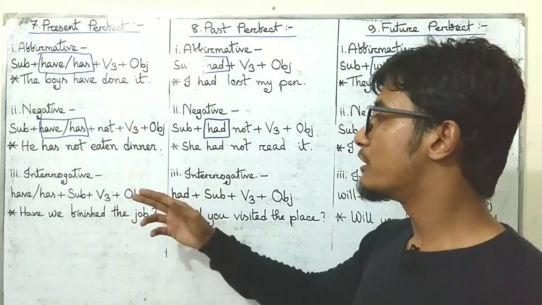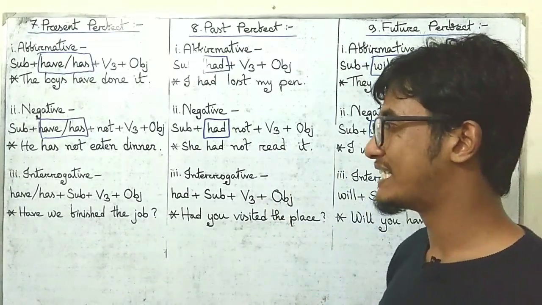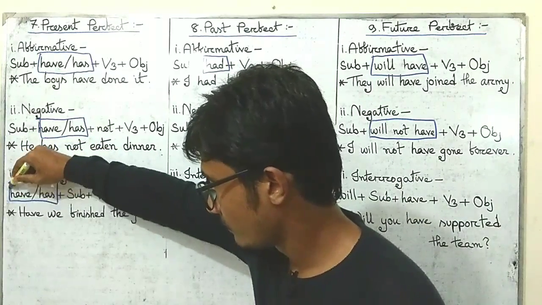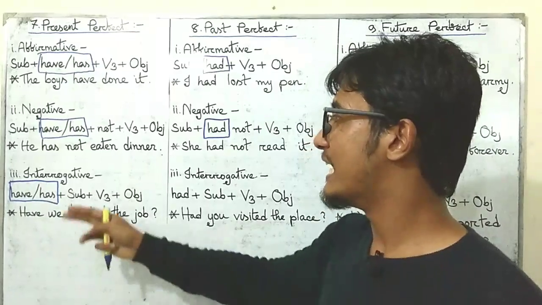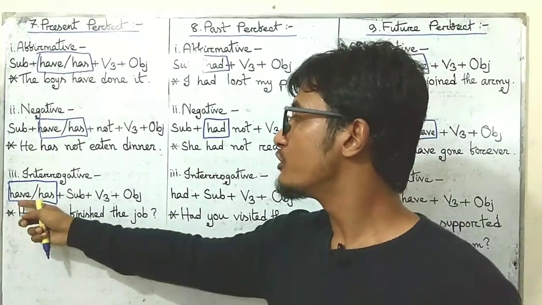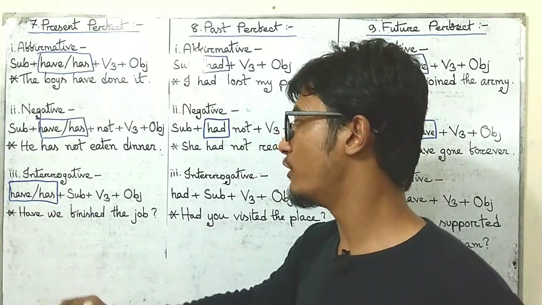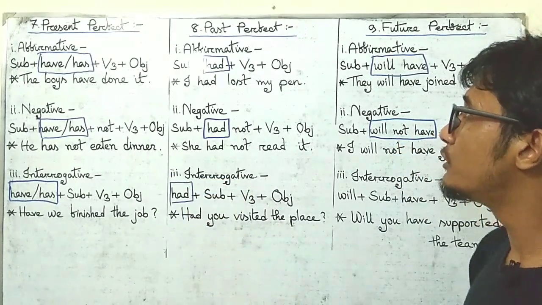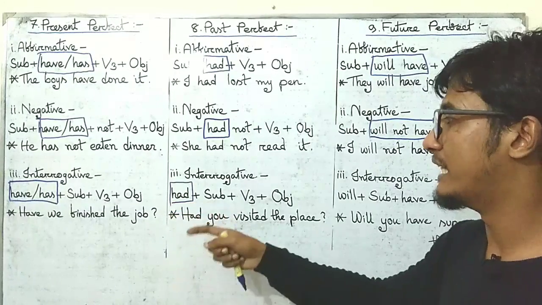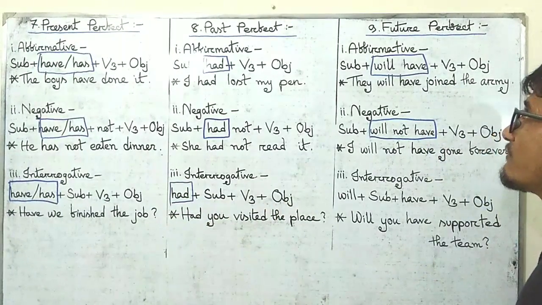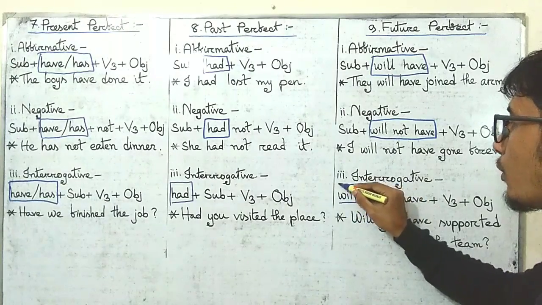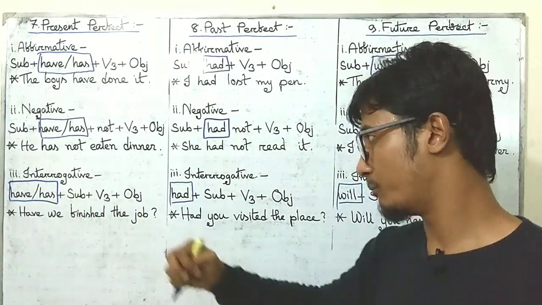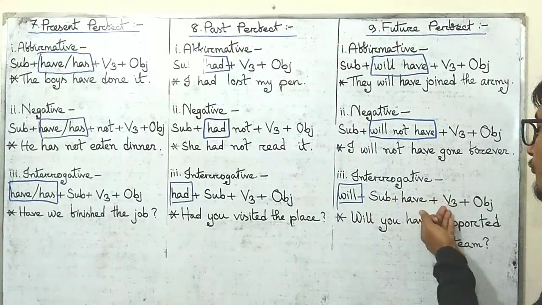So you have seen that the interrogative forms of present, past and future are quite similar, though there are some changes. Similar to affirmative and negative sentences, in the interrogative sentence of present perfect, we use have or has as the auxiliary verb, then subject V3 object. In the interrogative sentence of past perfect, we use had, then subject V3 object, and in the interrogative sentence of future perfect, we use will. And the other things are the same: subject V3 object.